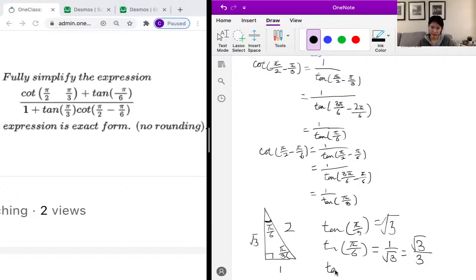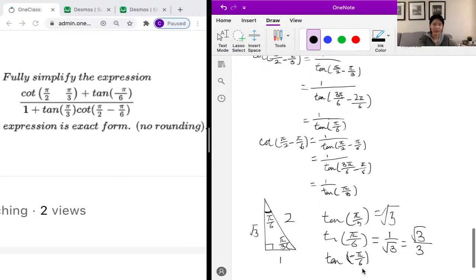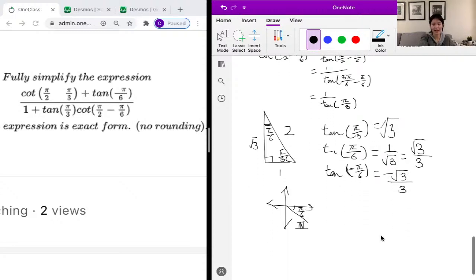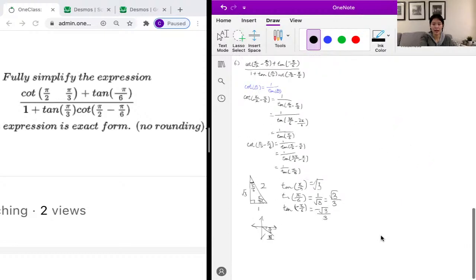Then we need to also know the tangent of negative pi over 6. For the tangent of negative pi over 6, we know that negative pi over 6 is in the 4th quadrant. So let me just draw the unit circle over here. The angle of negative pi over 6 is in the 4th quadrant, where the x values are positive and the y values are negative. So the tangent of negative pi over 6 is negative root 3 over 3. Okay? Now we have all the values.